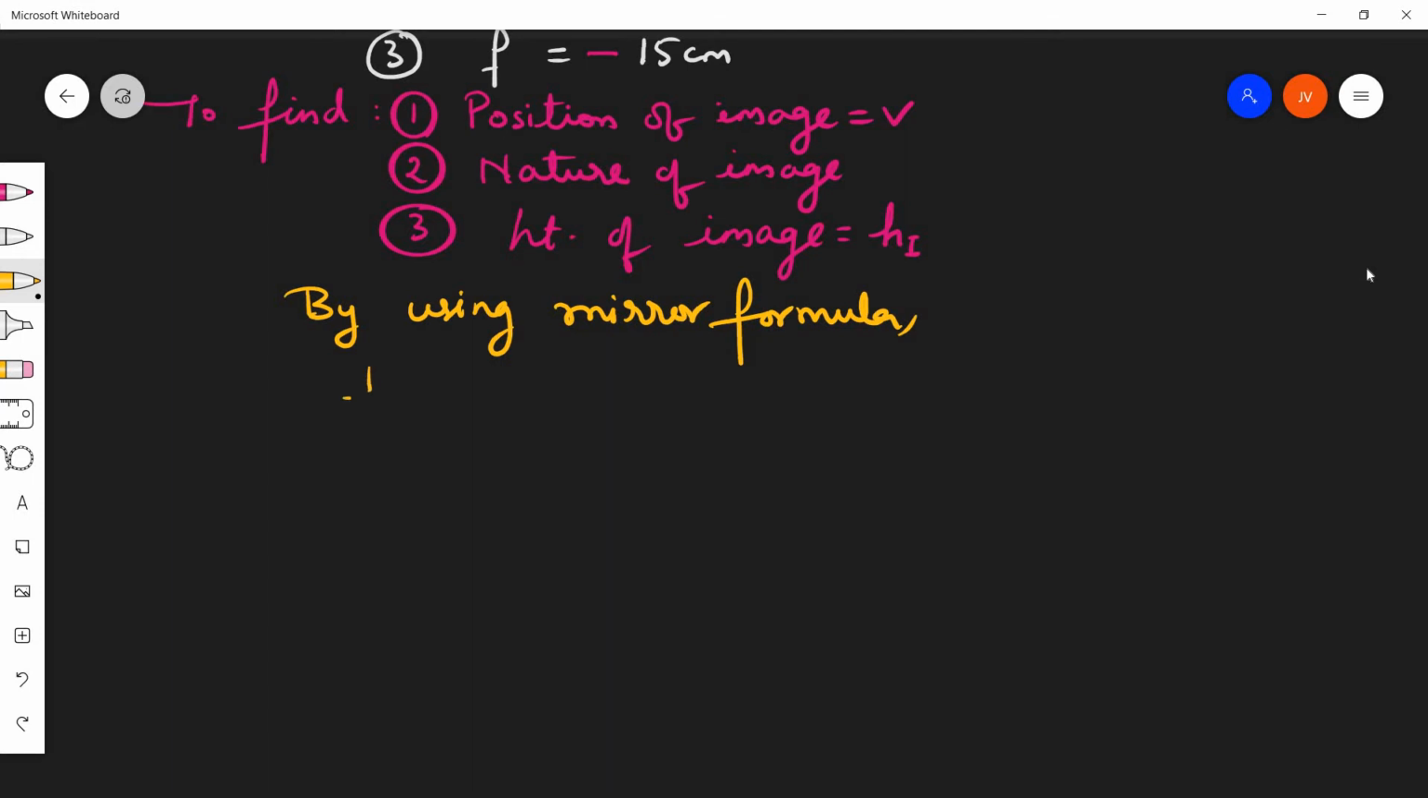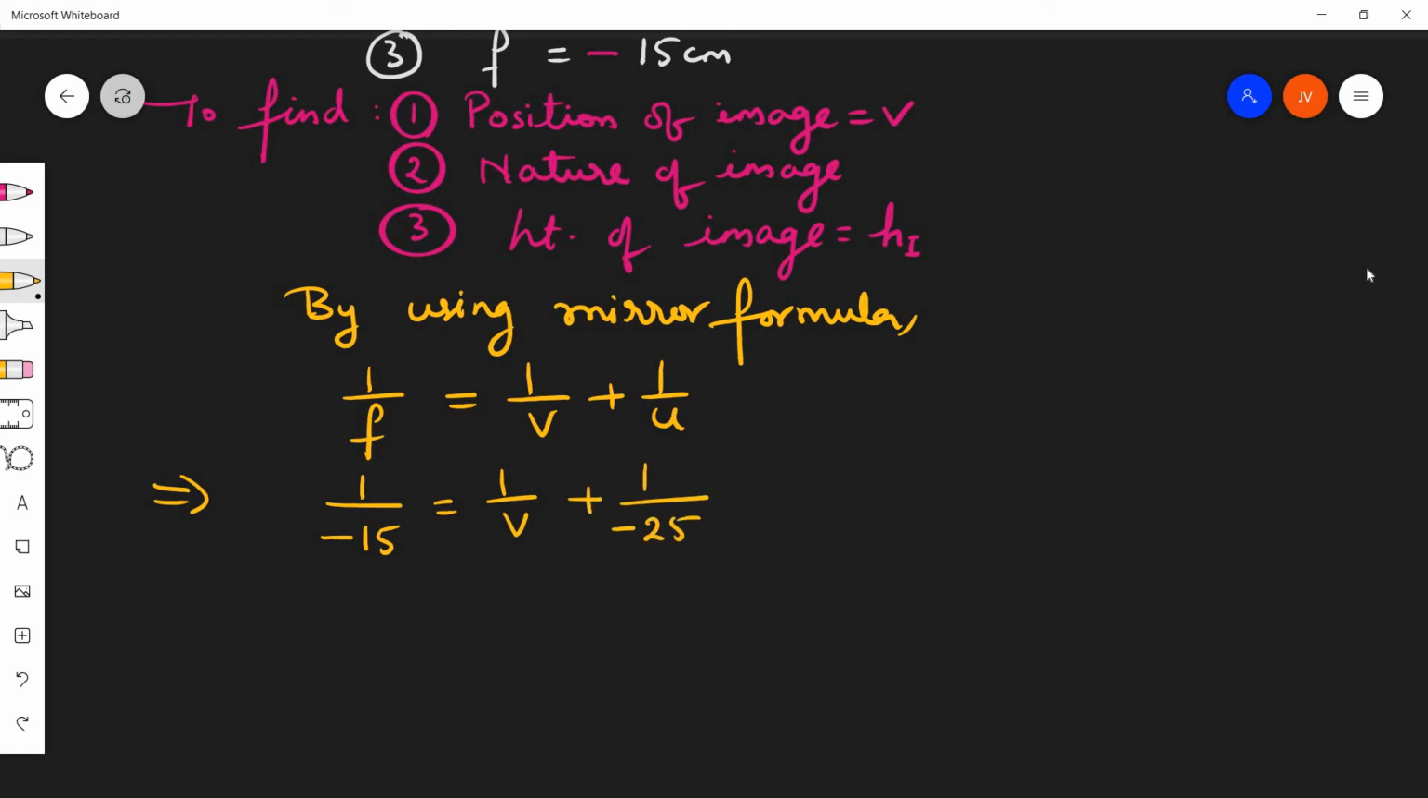And what is mirror formula? Mirror formula is 1 by F is 1 by V plus 1 by U. And in the question, it is given to us focal length. Just now we have written minus 15, and that is 1 by V. V is our requirement, plus 1 by minus 25. And transposing the 1 by U quantity, that is 1 by minus 25 to the other side, we have 1 by plus 25 minus 1 by 15 is equal to 1 by V.